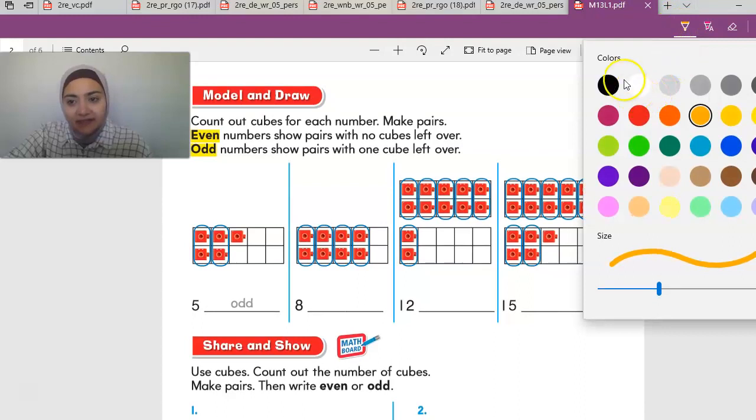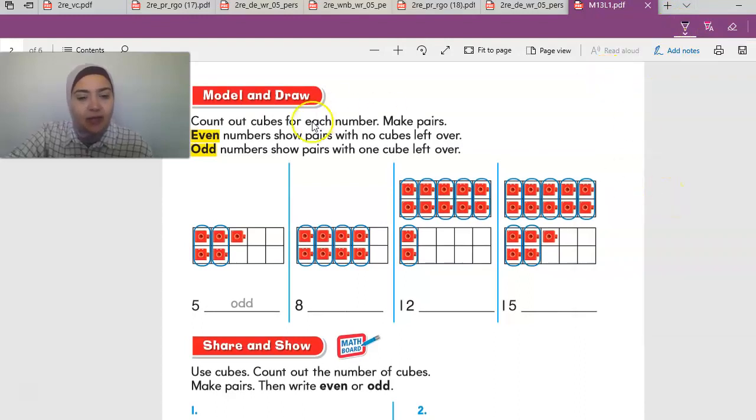So let's read and do the rest together. Count out cubes for each number. Make pairs. Even numbers show pairs with no cubes left over. Odd numbers show pairs with one cube left over. So here they have the number 5, and they have 5 cubes, and then they circled the pairs, 1, 2. There's only 2 pairs. There's one without a buddy, so that one is odd. So you're going to write odd here. And then they wrote 5 because there's 5 blocks. The number is 5.